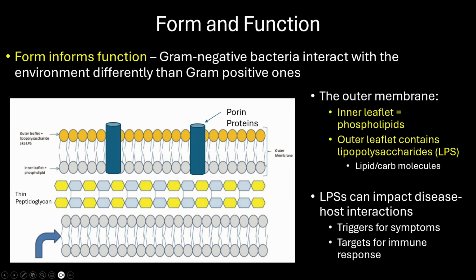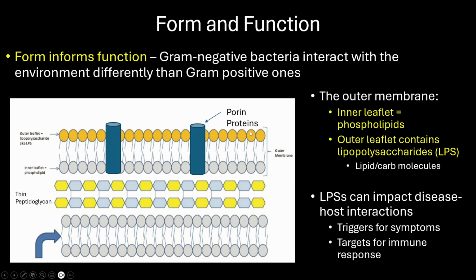The first one is that the leaflets are different. So when we talk about leaflets, I want you to think about leaves of paper. Okay, so imagine the outer membrane as two sheets of paper stacked on top of each other. You have one leaflet, the top one, that's the outer leaflet, and then the leaflet on the bottom, that's the inner leaflet, okay? So this is super interesting because the inner leaflet, while it is composed of phospholipids, the outer leaflet is not. It's actually composed of a different material.